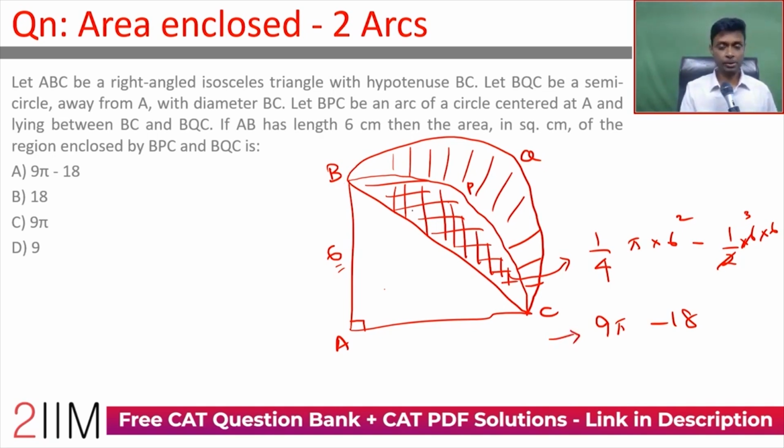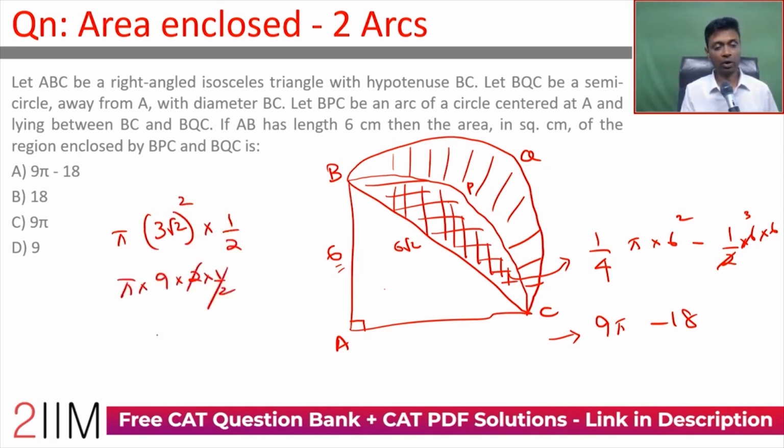Semicircle BQC has BC measuring 6 root 2. So radius of that semicircle is 3 root 2. Area is pi into 3 root 2 whole square into 1/2, which is pi into 9 into 2 into 1/2, or 9 pi. From 9 pi, we subtract 9 pi minus 18. 9 pi minus 9 pi plus 18 is 18 square units.